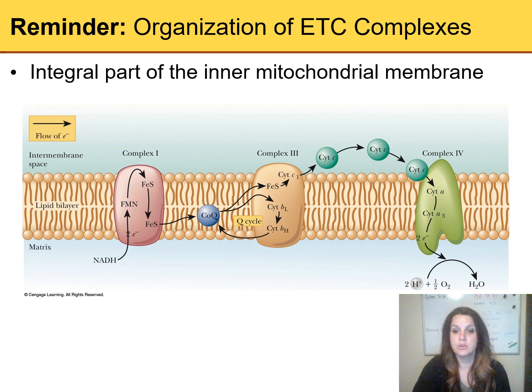Recall that it can only donate them one at a time, so therefore there's a Q cycle that helps enable the donation of 2 electrons from coenzyme Q, one at a time. And then complex 3 donates the electrons to cytochrome C, and then cytochrome C donates those electrons to complex 4. Ultimately, complex 4 donates those electrons to oxygen, and what we see is that out of a half oxygen molecule, you will get 1 water.